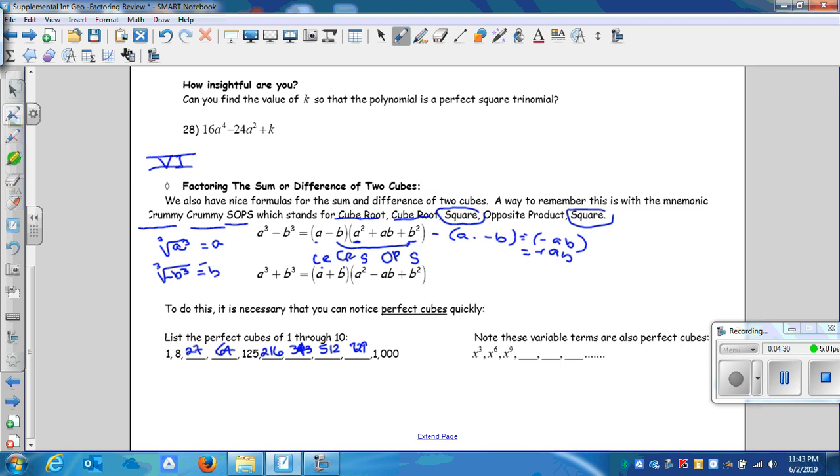Now you can also take perfect cubes of variables. All you have to do is look at the multiples of 3 within the exponents. x cubed, x to the 6th, x to the 9th, x to the 12th, x to the 15th, and x to the 18th. These are all perfect cubes.